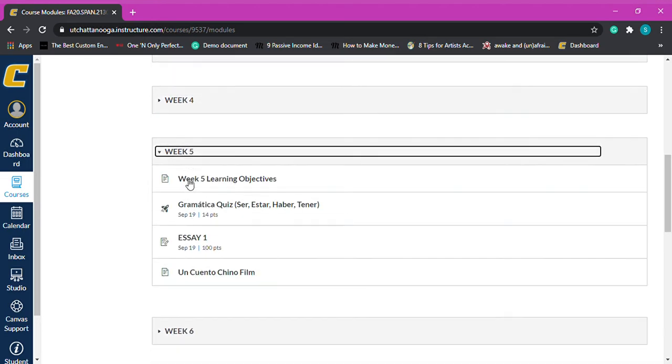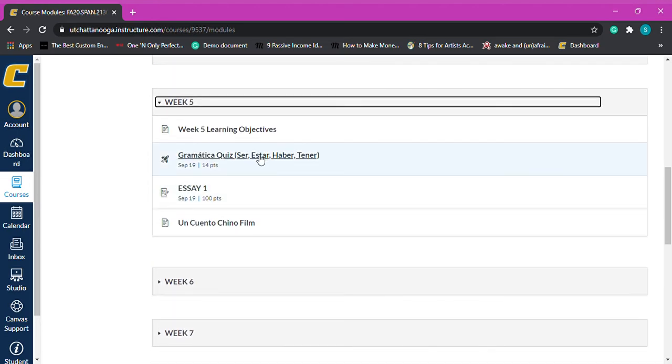Then in week 5, we have another grammar quiz, and we need to be able to recall themes of the film, as well as complete an essay on the film's storyline and the written article.